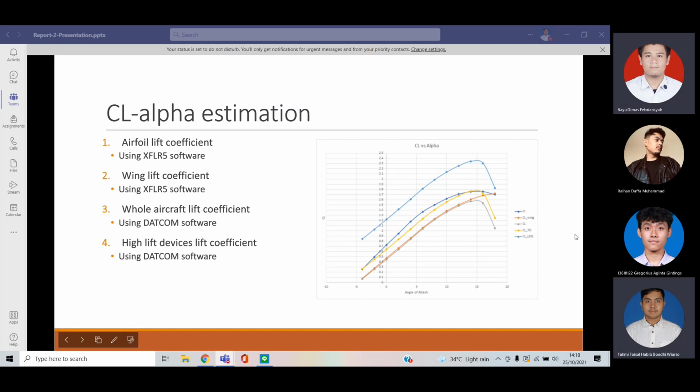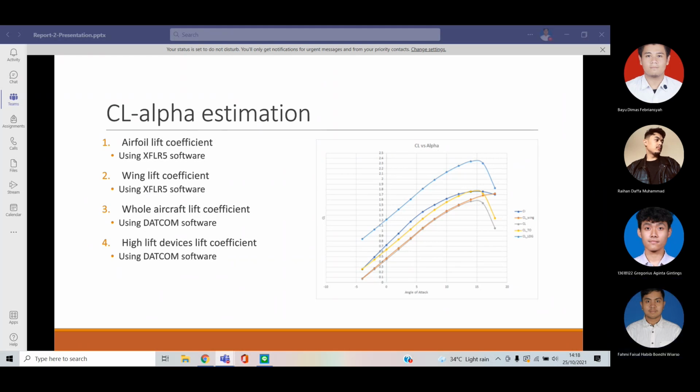And then this is the result of the aerodynamic analysis. The first one is the CL alpha estimation. The airfoil lift coefficient, we obtain it using XFLR5 software. It can analyze the airfoil lift coefficient over a batch of Reynolds numbers. And then we also obtain the wing lift coefficient using the same software.